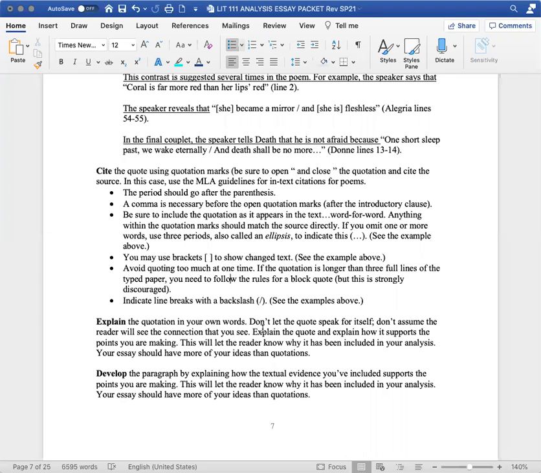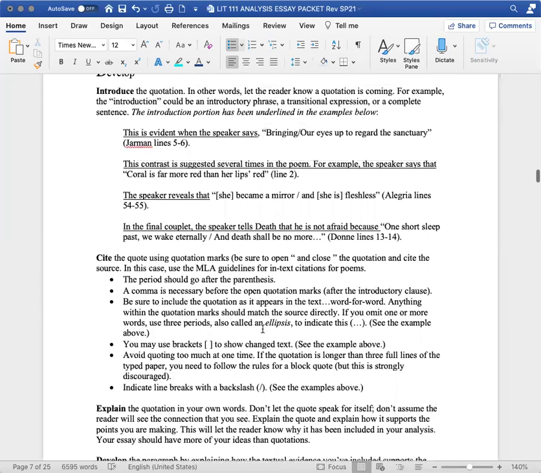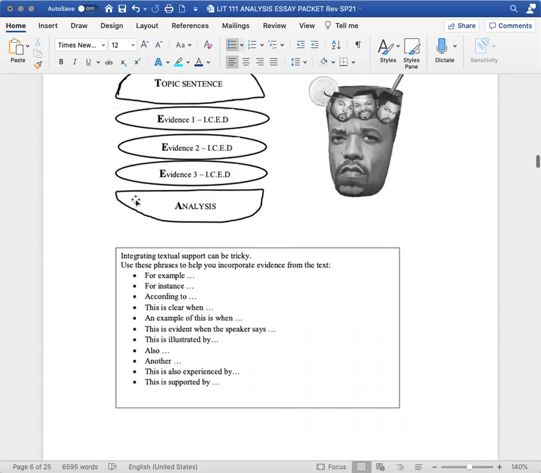So don't assume that the readers know why it's there. Like, for example, if you're quoting a metaphor, but you didn't tell us that it's a metaphor, don't expect us to make that connection, right? It's your job to explain how that either quote or paraphrase is saying or doing what you think it is. All right. And so then developing the paragraph by explaining how that textual evidence you've included supports the point you're making in the paragraph. So that's the analysis part 2 here is where you tie the evidence to the topic sentence, make it clear. And this is usually 1, maybe 2 sentences. Okay.